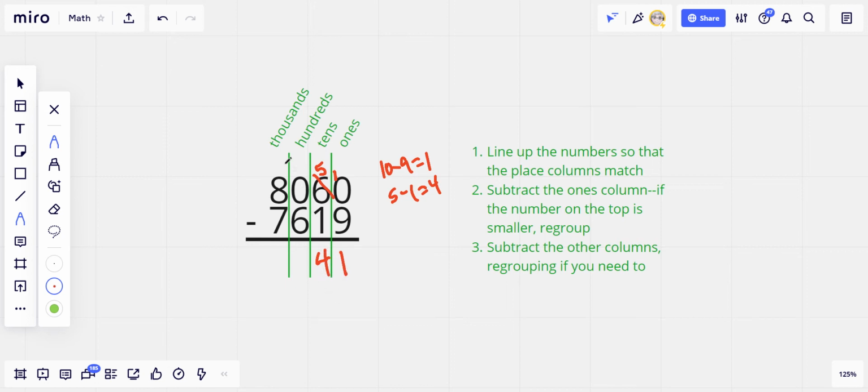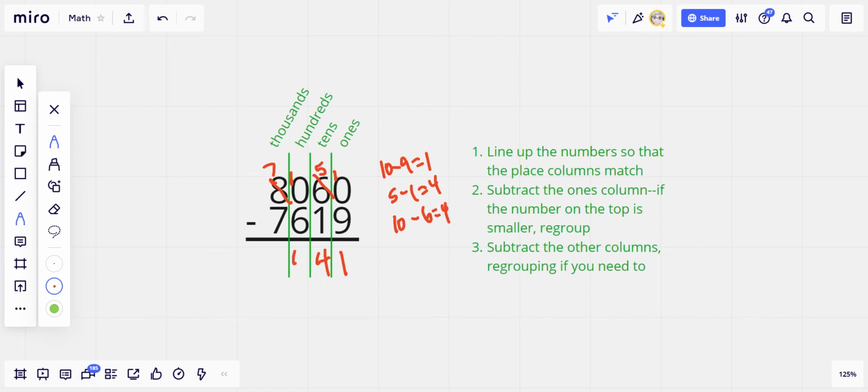All right. Next, we have 0 minus 6. 0 is smaller than 6, so I have to regroup. Again, I'm going to take a 1 and add it in here to make a 10, and then I've got to take that 1 away from here. Once I've done the regrouping, I can do the subtraction. So 10 minus 6 is 4.